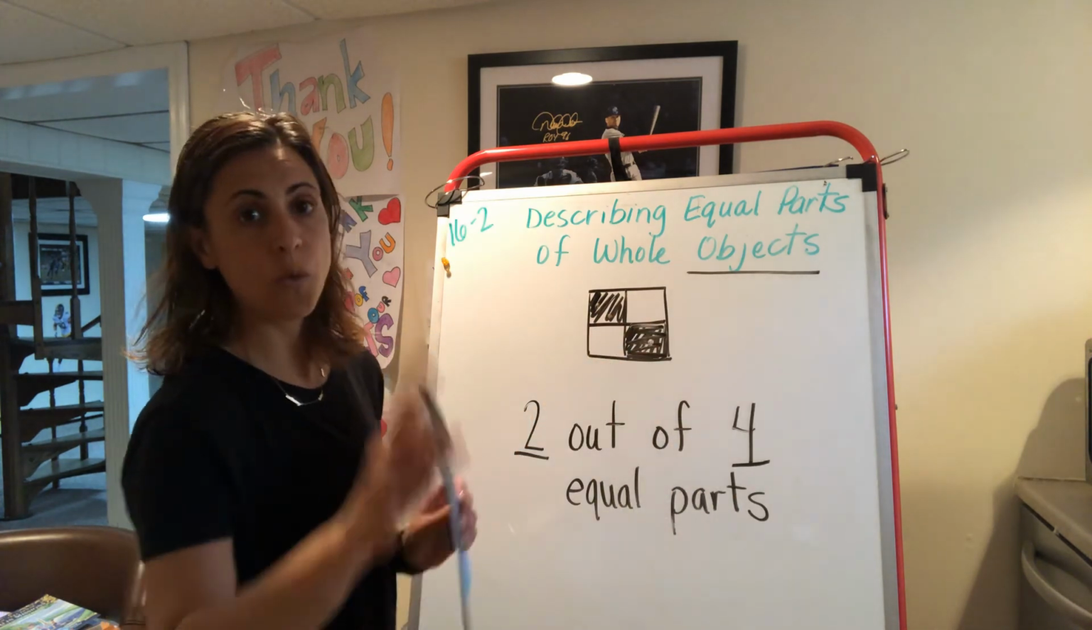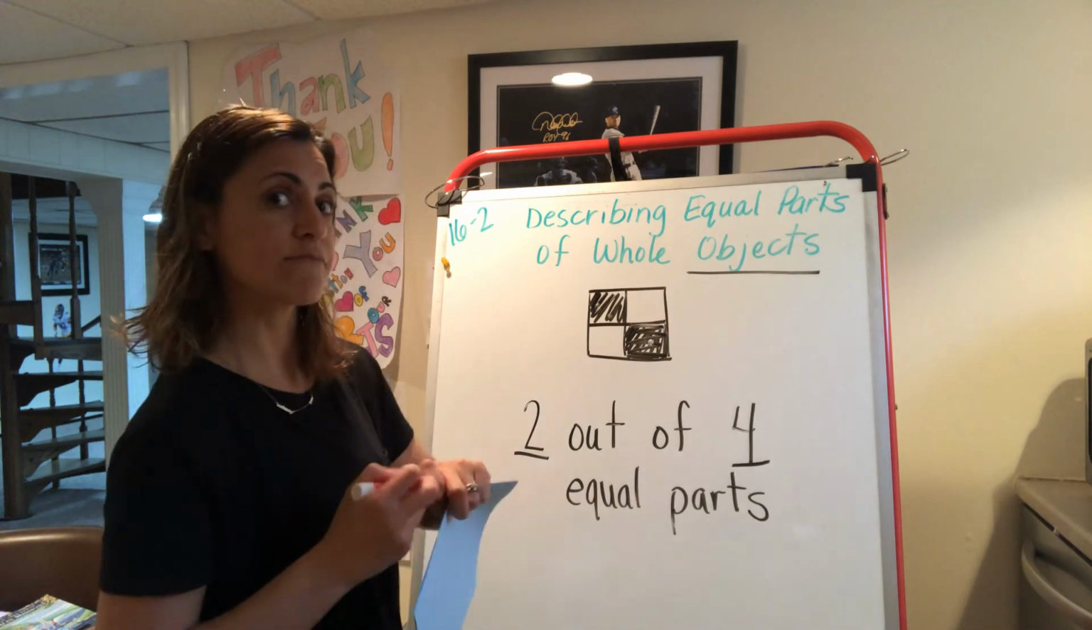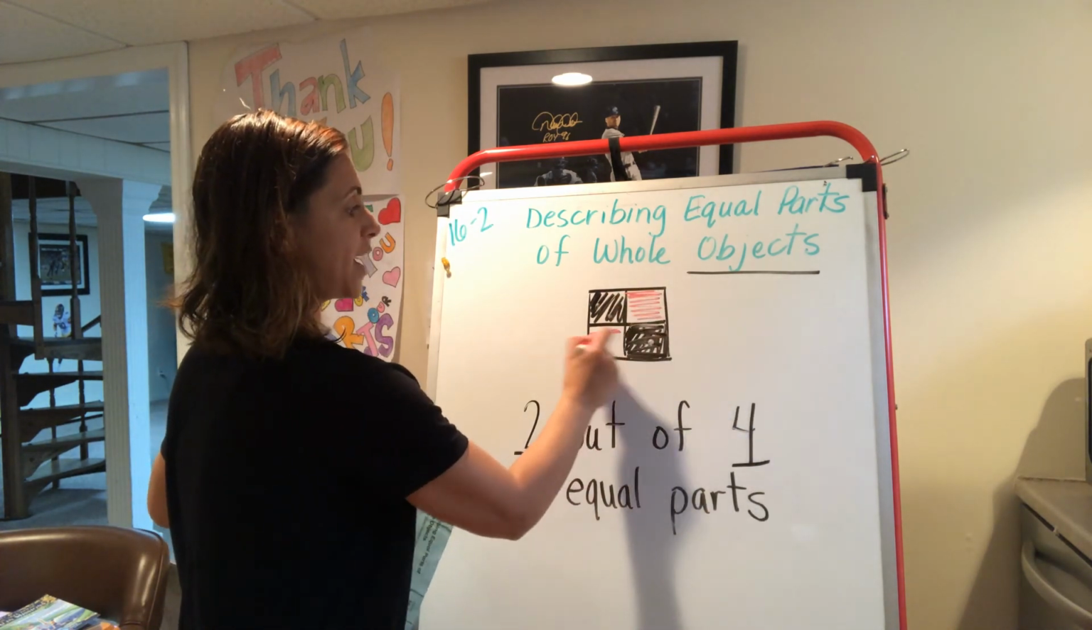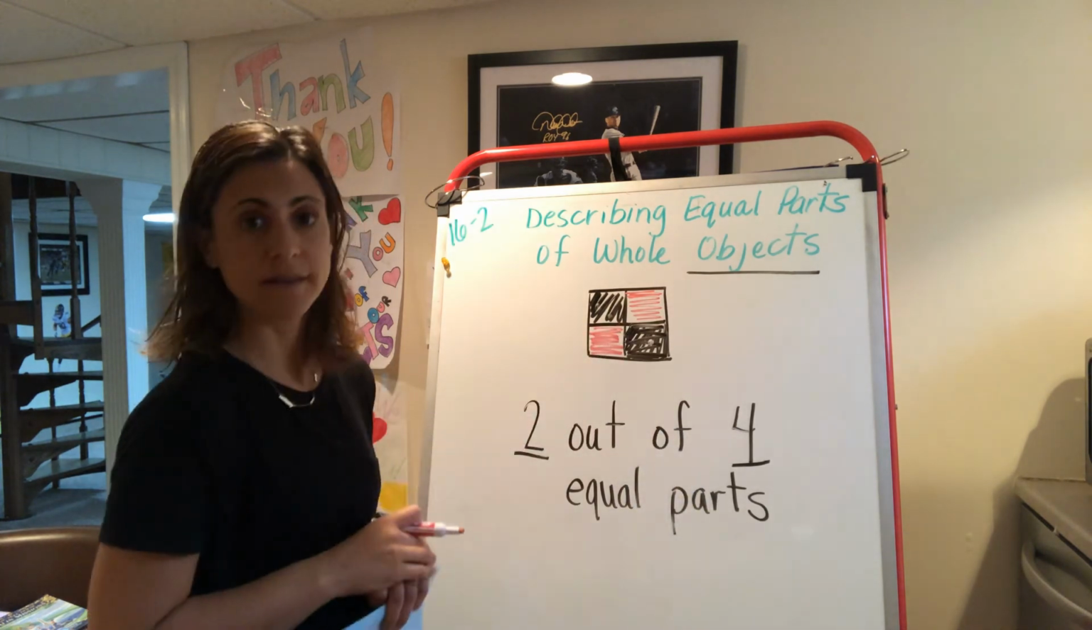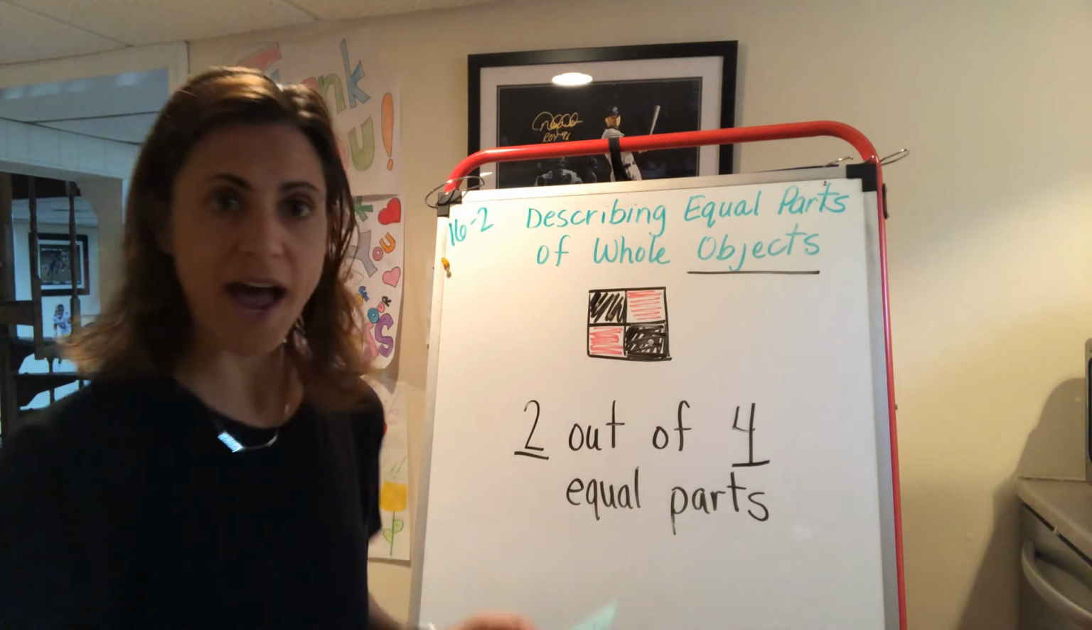If I wanted to show 1 whole, how many would I have to color? I would have to color the whole object. So 4 out of the 4 would be colored. Give it a try. In tomorrow's lesson, we'll be talking about halves and fourths.